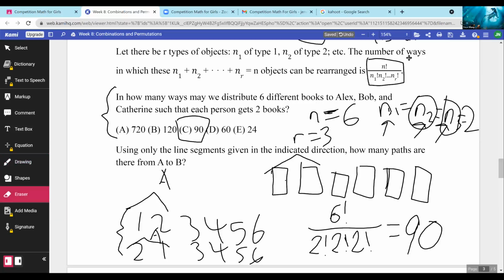I see. Wait, so does it only work when N is the same, or does it work when N is different? Like N1 is different from N2 and different from N3. It also works if N1 is different from the other N's. For example, N1 is different from N2. That also works. And we're going to see an example using almost the exact same problem in our Kahoot.